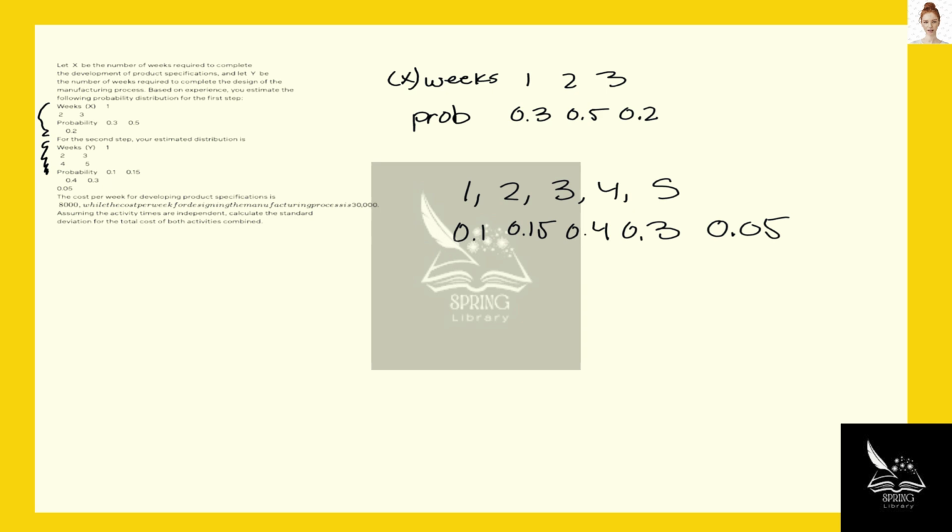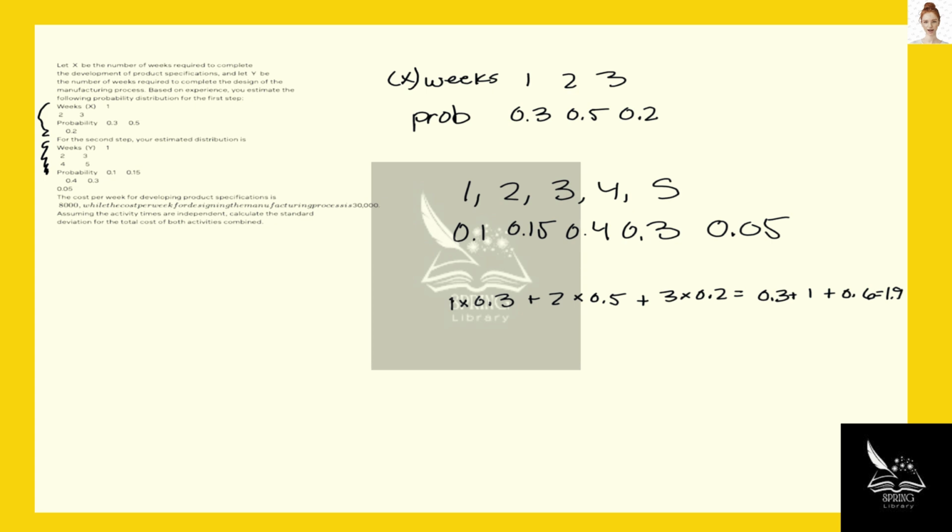So for both activities combined, the first thing that you are going to need to do is find the expected values and the standard deviation for both x and y. So you're going to do 1 times 0.3 plus 2 times 0.5 plus 3 times 0.2, and that's 0.3 plus 1.0 plus 0.6, and that's going to equal 1.9.